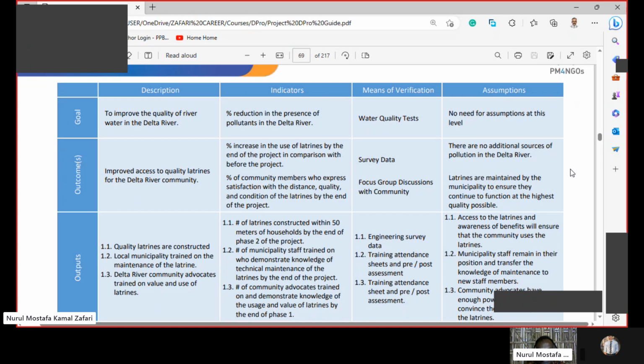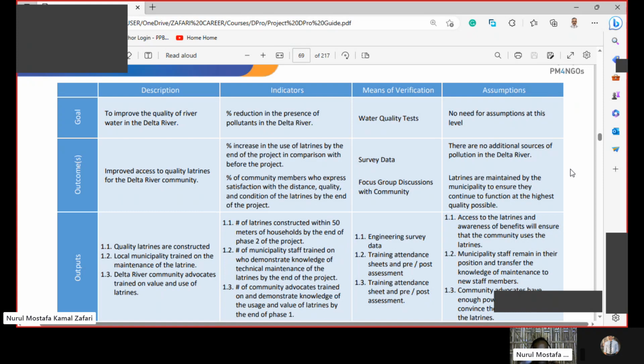Now, verification tools. How can we verify these indicators have been achieved? We have engineering survey data. We have training attendance sheet and post-assessment, pre-assessment. We have pre and post-assessment of the advocates training. If we have these three things, they will allow us to verify that these indicators have been achieved.